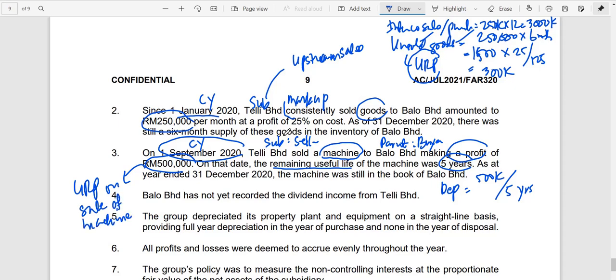So that was unrealized profit on sale of machine, and you are informed that the machine was still in the books of the buyer, which is Balo, at the end of the 31st of December on the reporting date. Even without the statement given there, you should also assume that the machine still remains with the buyer. But here the information is very clear about the machine that was still remaining in the books of the buyer. So let's look at the effect.